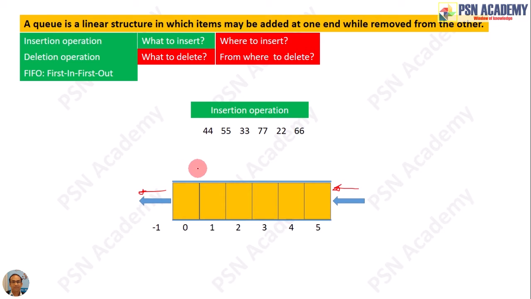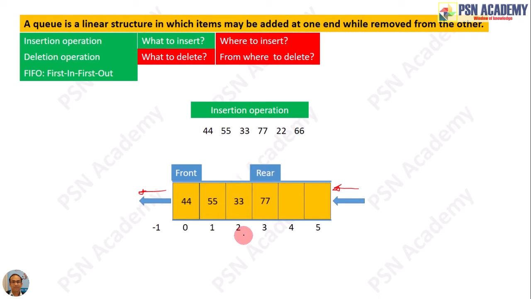Now there will be two variables, front and rear. Front will hold the index of the first element, and rear will hold the index of the last element in the queue. If initially the queue is empty, then set front and rear to the 0th index and place 44 over there. Now for 55, you increment rear by 1 and then place 55 at index 1, because rear is standing at index 1. Now for 33, you increment rear by 1 again, so that rear will be standing at index 2, and place 33 over there.